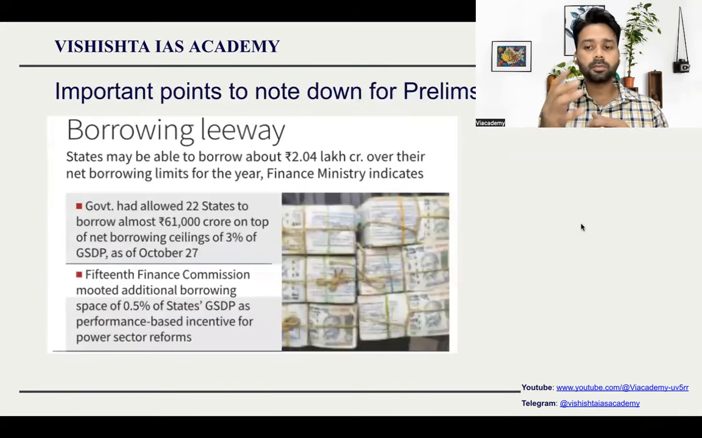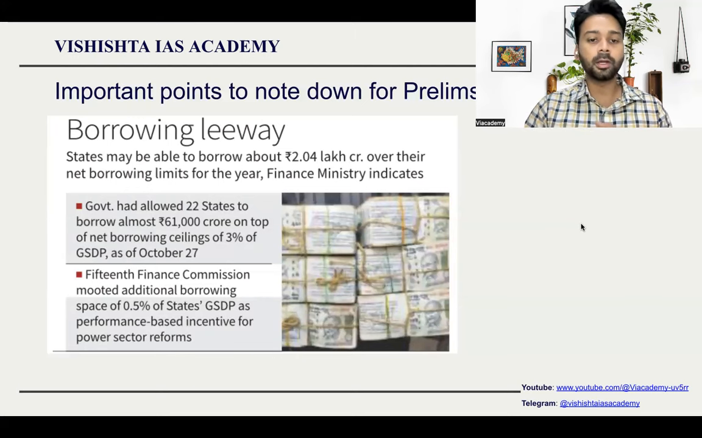One important point from the prelims examination perspective: there has been a borrowing leeway at present. States can borrow about 2 lakh crore above their net borrowing limit for the present year, because the demand has been very low in the economy. So it is very important for the states to borrow money from the center and then give loans, so that the demand can be increased in the economy.